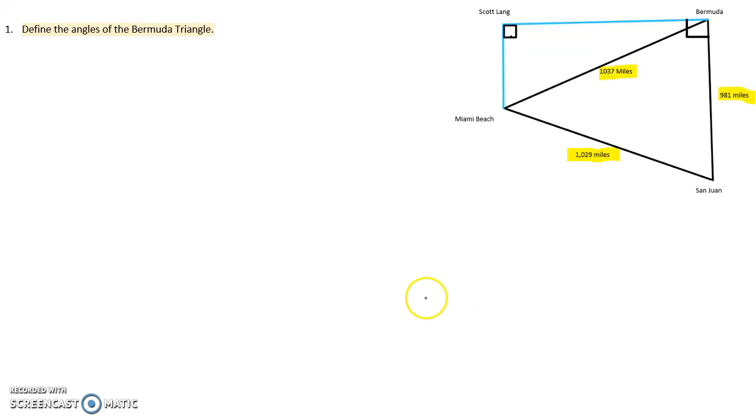As you can see, we have all of the side measurements, such as Miami Beach to San Juan, San Juan to Bermuda, and Miami Beach to Bermuda. So in this case, we have all of the side measurements except the angles. Before we start solving, let's give this triangle sides and names, including the angles.